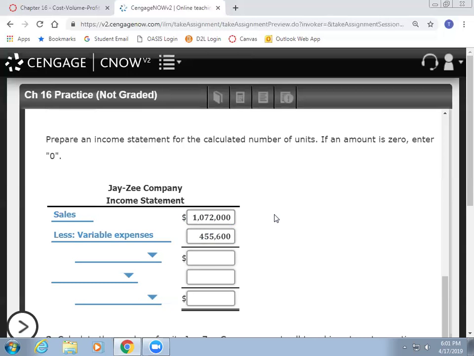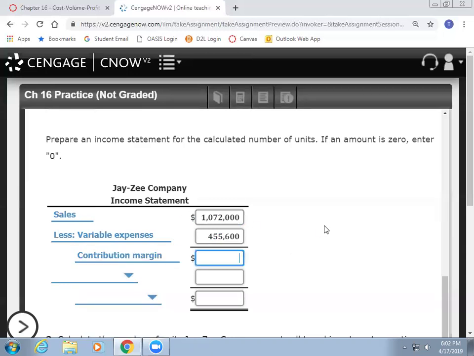So again, variable expenses, we just added up all of our variable expenses, and you should have gotten $136 per unit times the 3,350 units. And then our contribution margin, of course, we just subtract. So you should get 616,400.